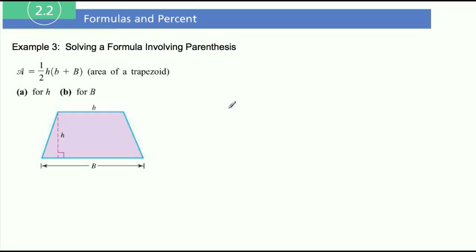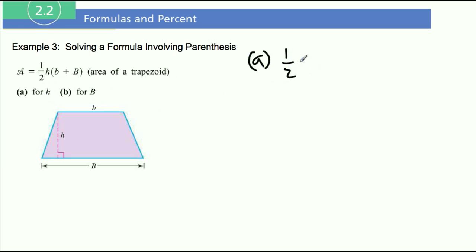All right, so now we're going to be solving for a particular variable, given now parentheses are going to be involved. So we have the area of a trapezoid, and we have two things that we want to do. We want to first solve for h, and then we want to solve for b. So let's go ahead and tackle part A first, and we want to solve for h.